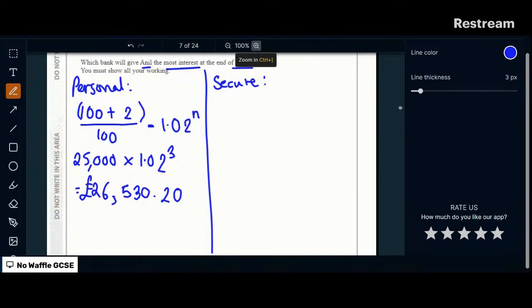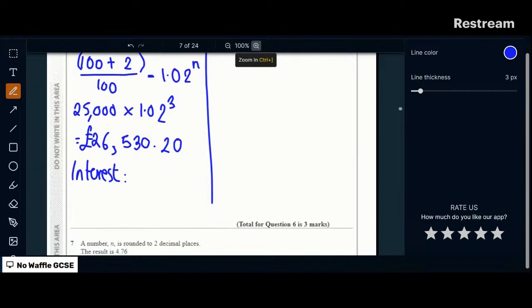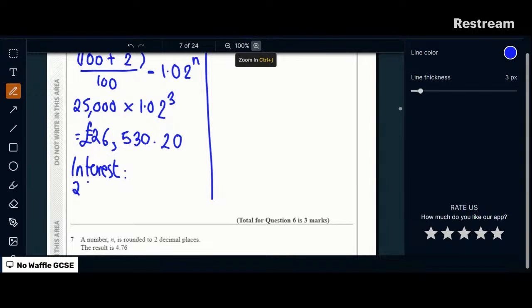So what is the value of the interest? Well, the interest is on top of what was initially put in. So the interest is going to be the value here, £26,530.20, subtract the initial 25,000. So the interest here is £1,530.20.